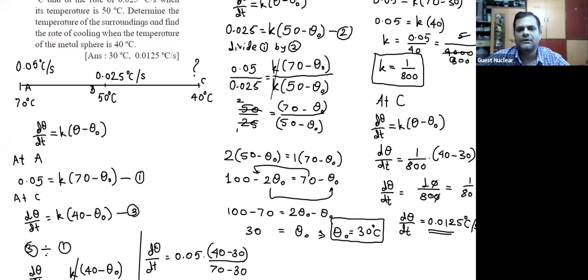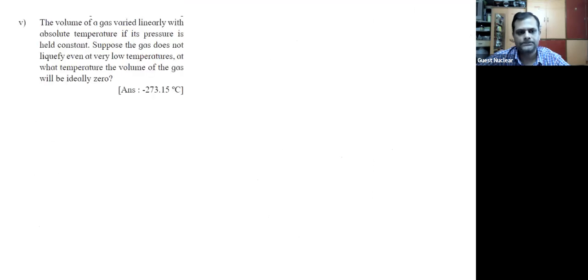So, next question. Yes, the volume of a gas varies linearly with absolute temperature if its pressure is held constant. Okay, yes, we know it already. Suppose the gas does not liquefy even at very low temperatures. At what temperature will the volume of the gas be ideally zero? See, that means the volume of a gas is proportional to the absolute temperature, yes, if pressure is constant. Suppose the gas is not liquefied, then at what temperature will the volume of the gas become zero?